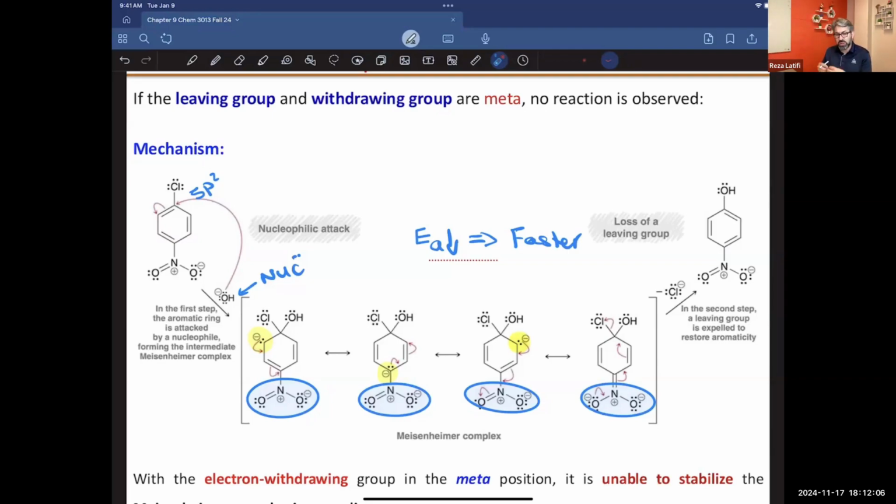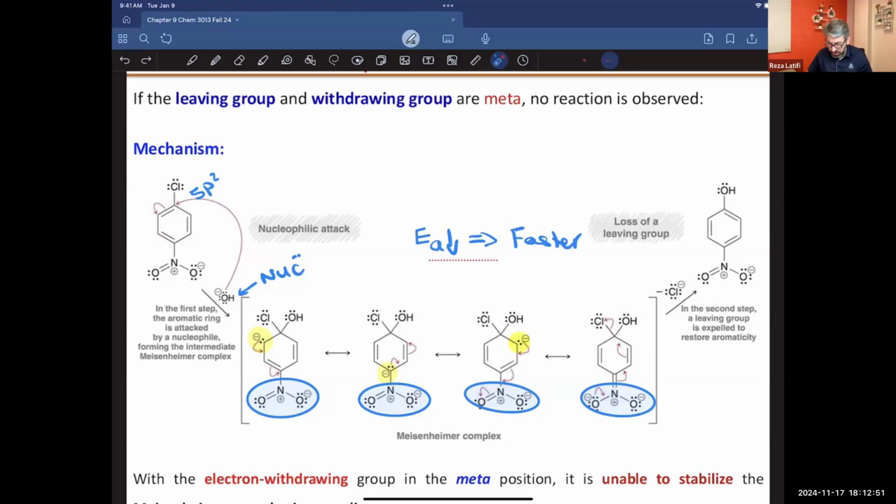So the closer the negative charge is to the electron withdrawing group, the more stabilization you will get. And I will get this stabilization only when the leaving group is in either an ortho or para position relative to the electron withdrawing group. So if chloride is in the ortho position here, or in a para position, there is a chance for me to put a negative charge on nitrogen, like transferring the negative charge to the nitro group or to the electron withdrawing group. Otherwise, it's not going to happen.